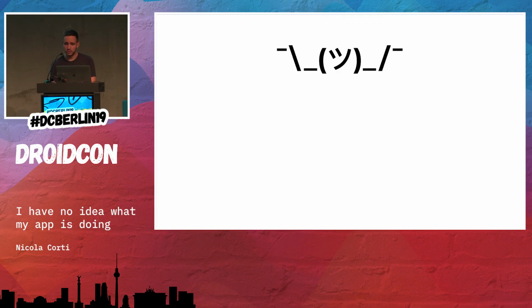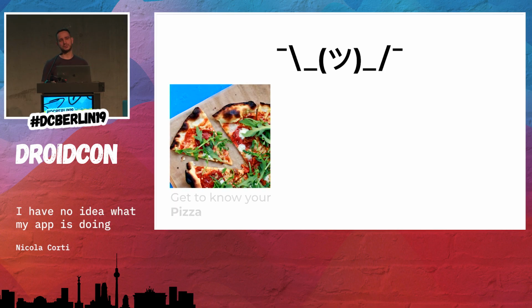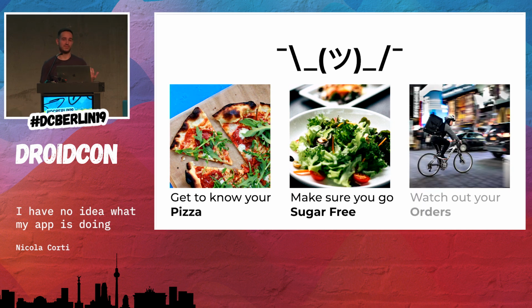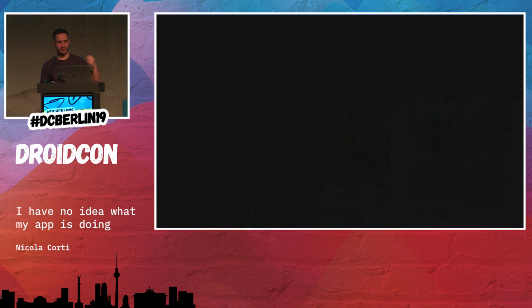So, to wrap up, I hope you got some insights and you learned something new about how to onboard big projects, or get to know your pizza. Make sure you're able to find unintended behavior and you go sugar-free. And most important, you watch out where you get your food from and where you get your dependencies from.